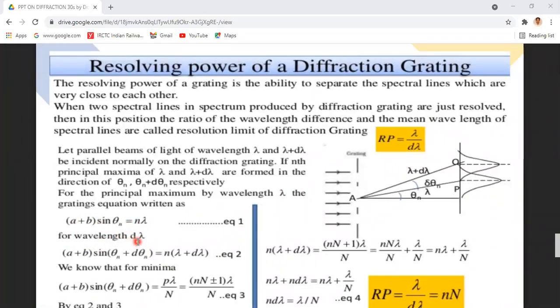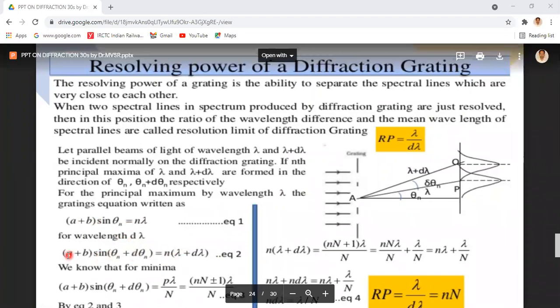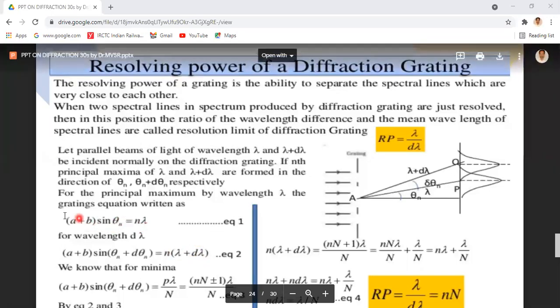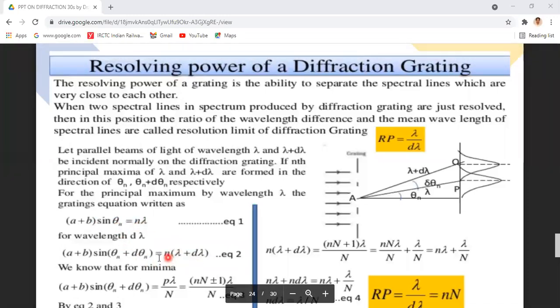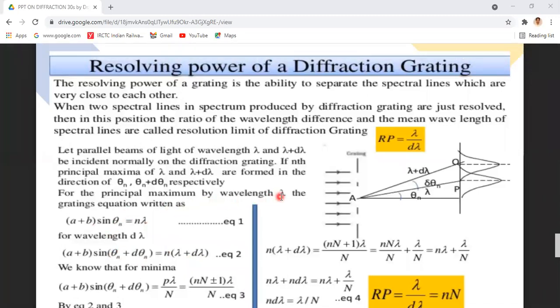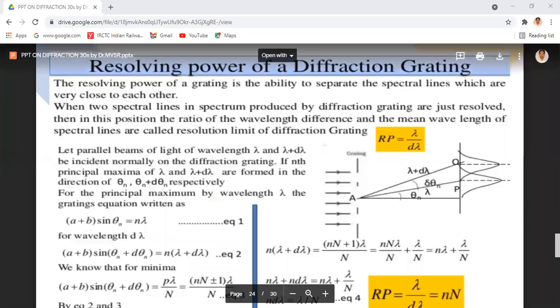For the other wavelength, a plus b sin of theta n plus d theta n is equal to n into lambda plus d lambda. So this is for wavelength lambda, and this is for wavelength lambda plus d lambda. We know that these are the principal maxima of the wavelengths on the screen.